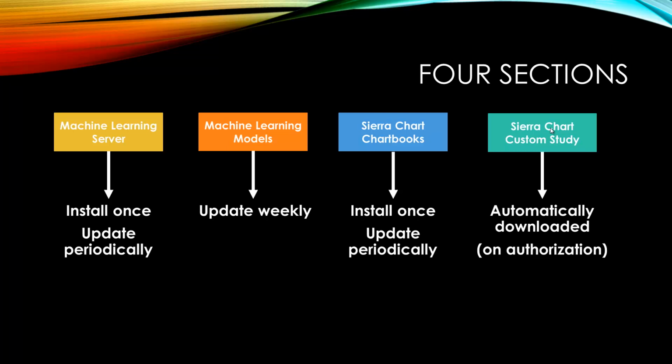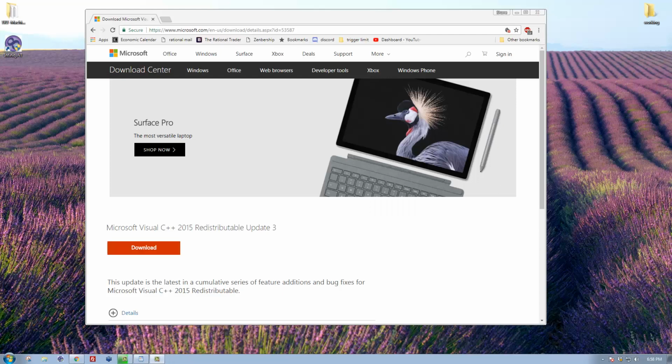All right, so let's go through the process now of getting all these pieces that we need and installing them on your computer. One of the things we have to do in order for the machine learning server to work is make sure that it has some special libraries from Microsoft. Now, for many folks, this is already installed. It will have been installed when you installed some other application, maybe Visual Studio or something like that. But a lot of folks don't have it.